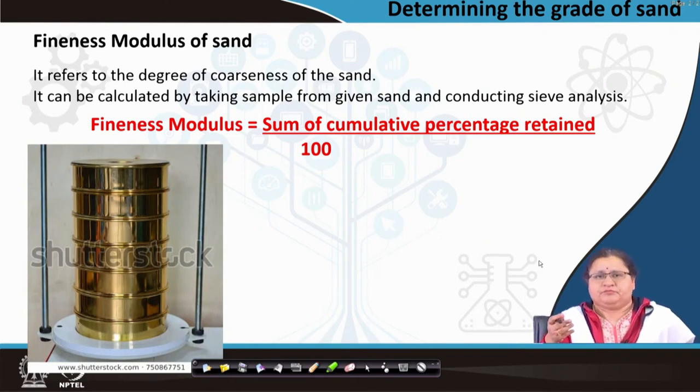So, sieves are of different dimensions. You must have seen a sieve. Whenever you are pouring tea, the tea leaves remain and the tea goes out through the sieve. Even when you sift flour, you keep the larger parts up and the flour of desired size will go below. So, you must have all seen that at the domestic level.